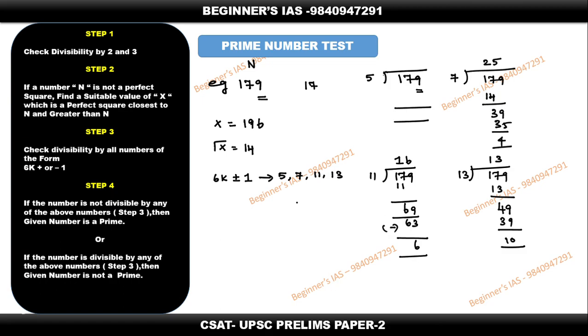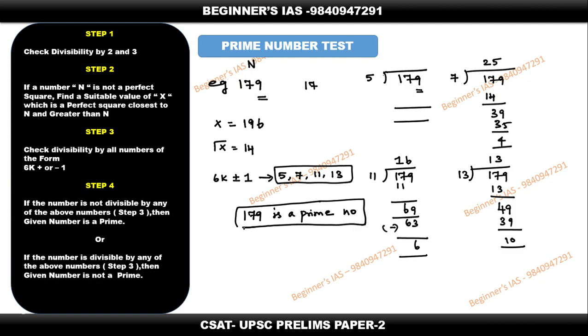Which means that 179 is not divisible by any of the numbers 5, 7, 11, 13. So check step number 4: if the number is not divisible by any of the numbers found using step 3, then the given number is a prime number. Therefore, 179 is a prime number. Why? Because 179 is not divisible by any of the numbers 5, 7, 11, 13.